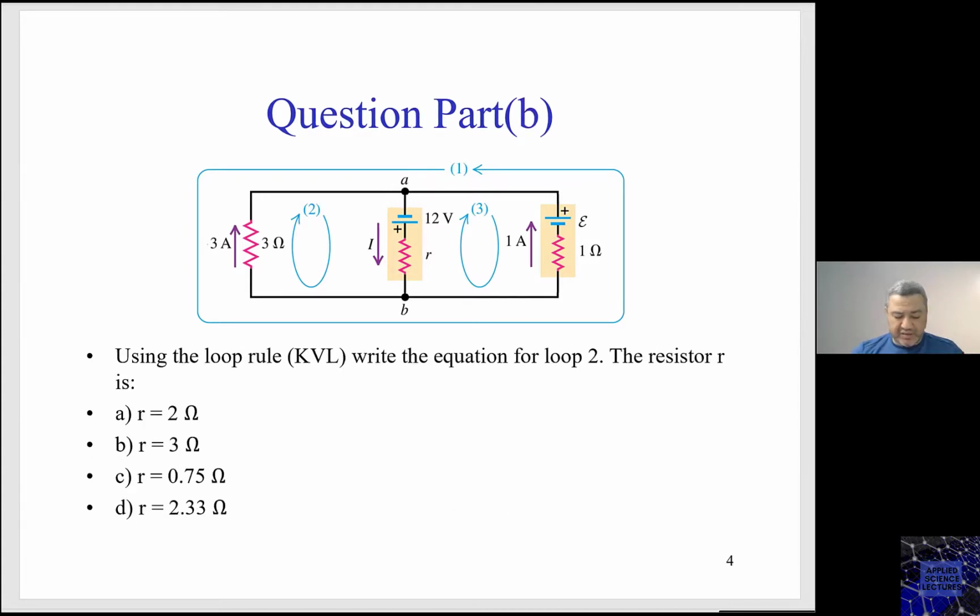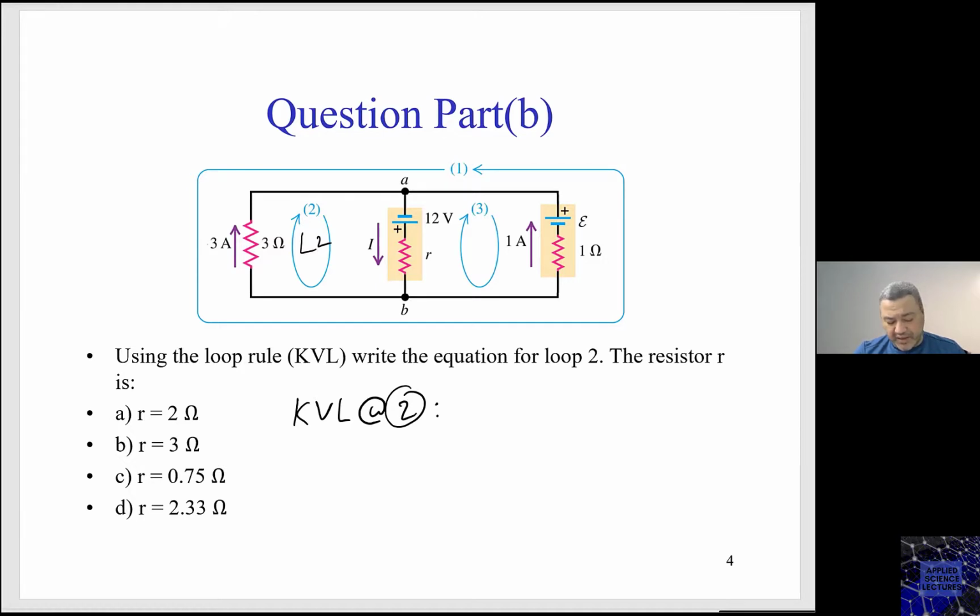Let's move to the second question here. Using the loop rule, KVL, write the equation for loop 2. This loop, calculate the resistor R. So in this case, I can say KVL at 2 is the following. So here I can see that the positive direction of the loop agrees with the 3 ampere and also agrees with the I.